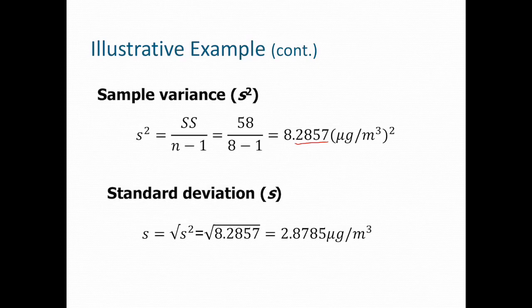So we get it and we have our variance. Our S squared is 8.2857. And then if we want to take our variance and go to standard deviation, we take the square root of our variance. So S is going to equal the square root of S squared. So the square root of 8.2857 will be 2.8785. And that would be our standard deviation.